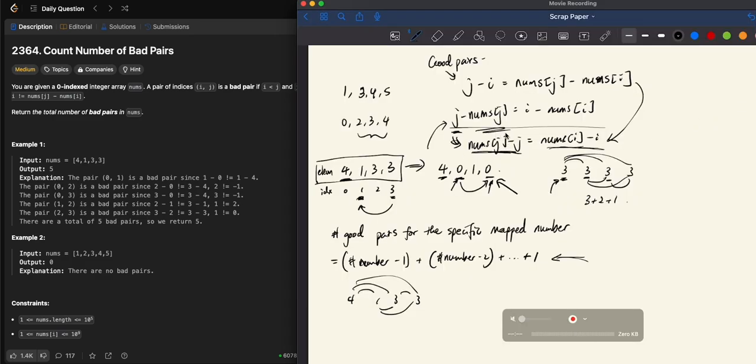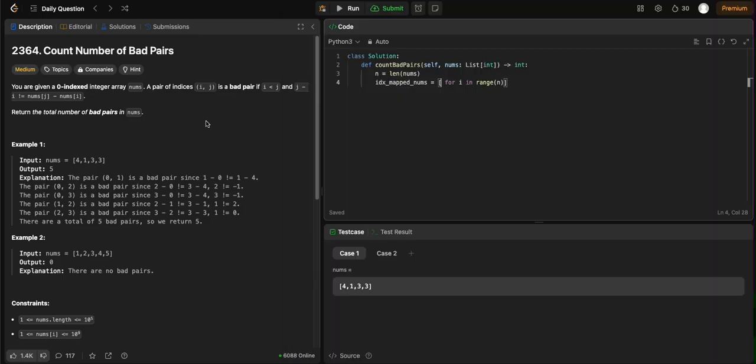If we think about our map here, what do we want to do? We want to do the number minus the index of that number, right? So we want the number minus the index. That is our index mapped nums. And after that, we just want to get a counter. We want to count the frequency of the index map nums basically.